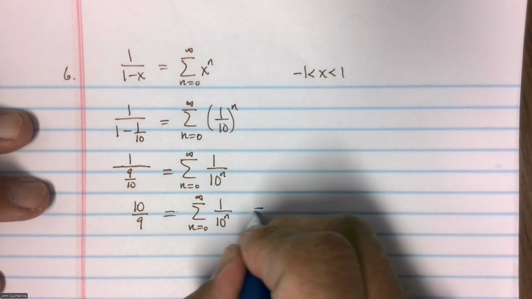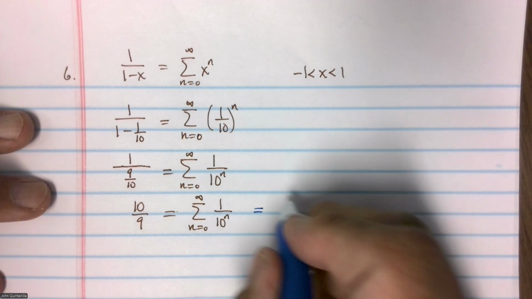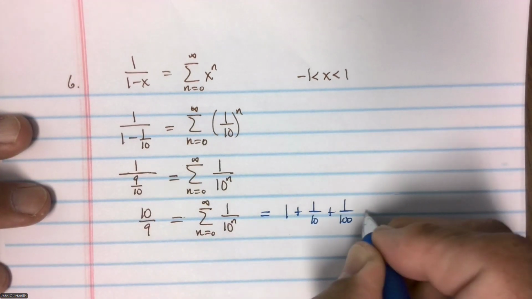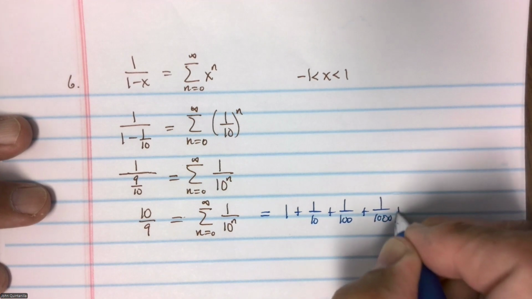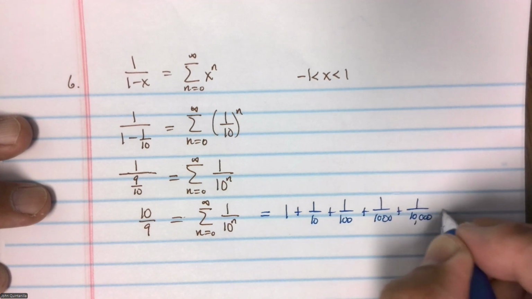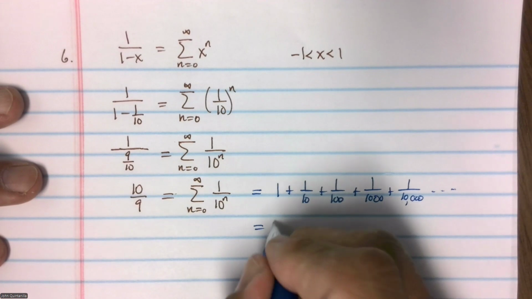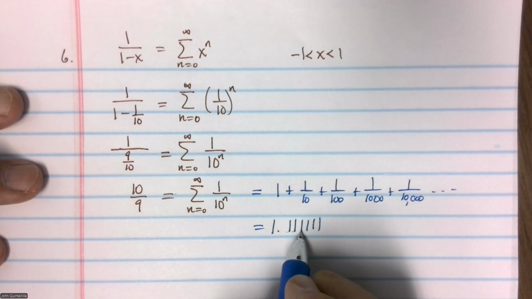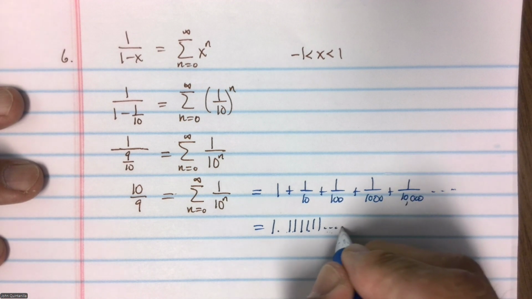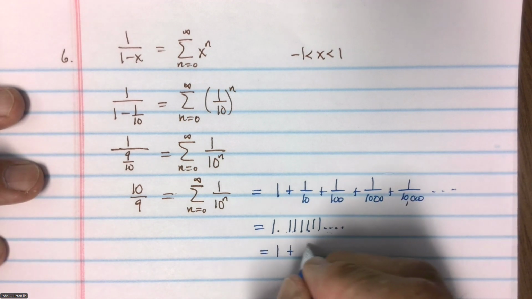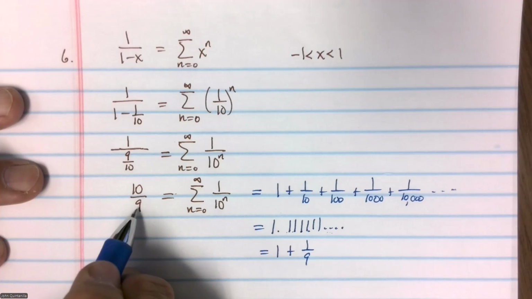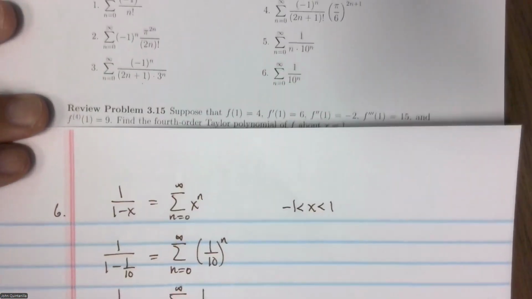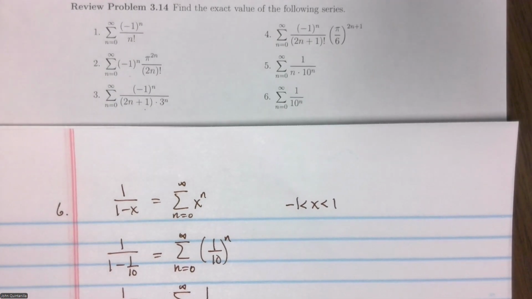And this kind of makes sense, right? Because if we were to start plugging in values here, we'd have 1 plus a tenth plus a hundredth plus a thousandth plus a 10,000th. And that's equal to 1.111111. There's a tenth, a hundredth, a thousandth, a 10,000th, and so on. And I recognize that's 1 plus a ninth, which is indeed 10 ninths. Okay, so those are the exact values for these 6 infinite series.